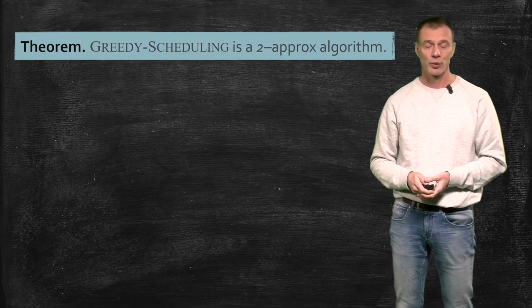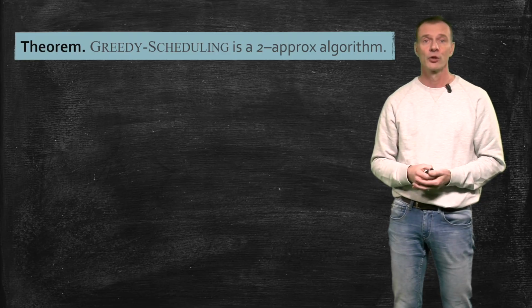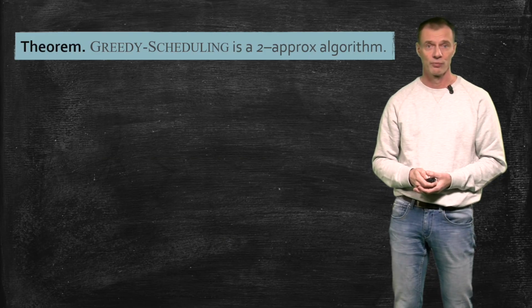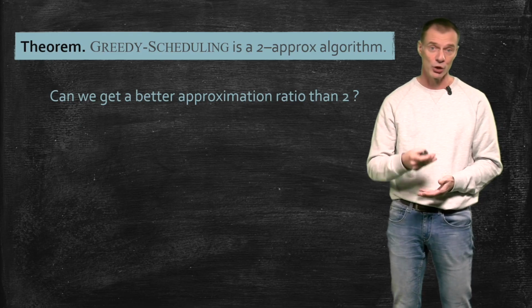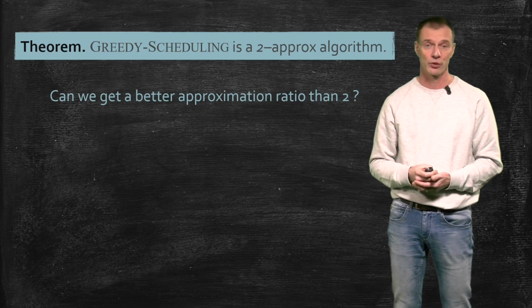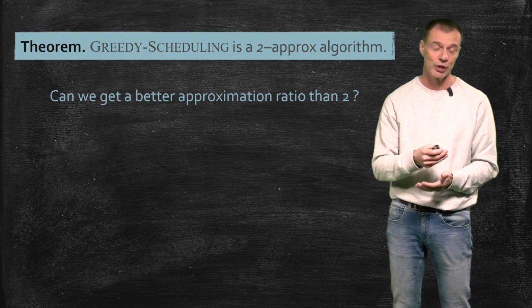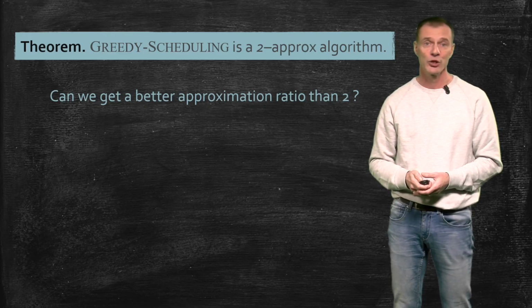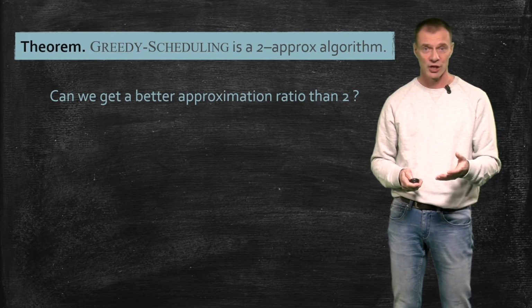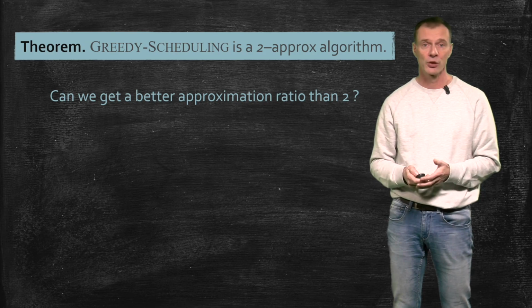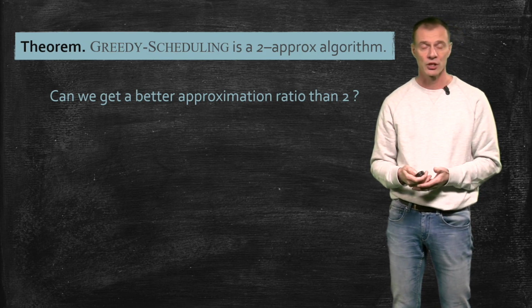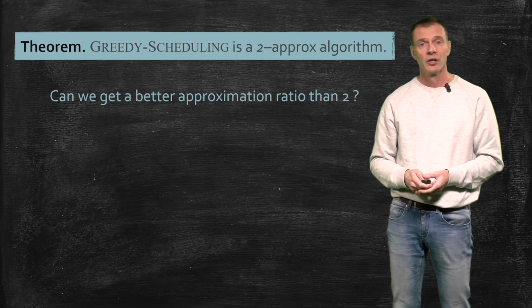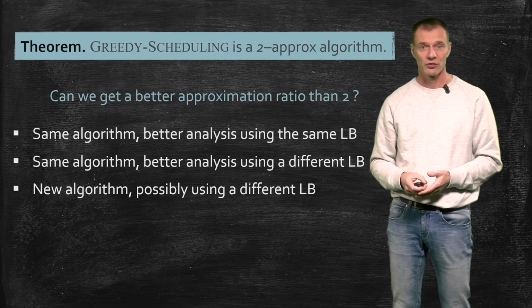Okay, so the theorem that we proved is that our algorithm, greedy scheduling, is a two-approximation algorithm. So the question is, well, two-approximation, maybe you want to get a better approximation algorithm. 1.5, maybe even 1.1. Can we do that? Well, in general, if you have an approximation algorithm and you prove that, let's say it's a two-approximation, if you want to do better, there are three ways of doing that.